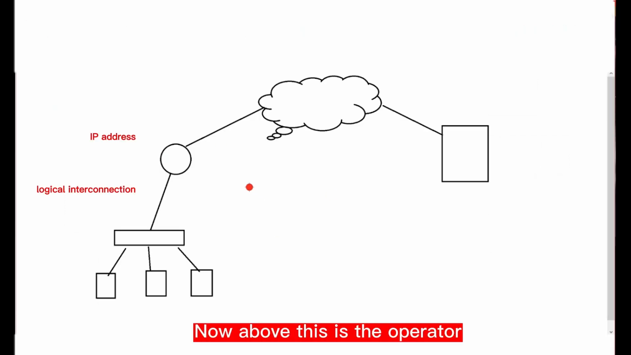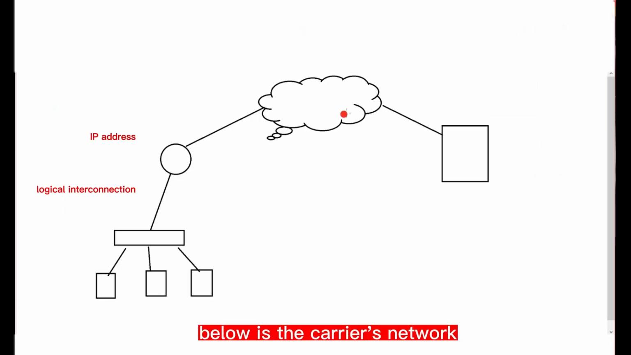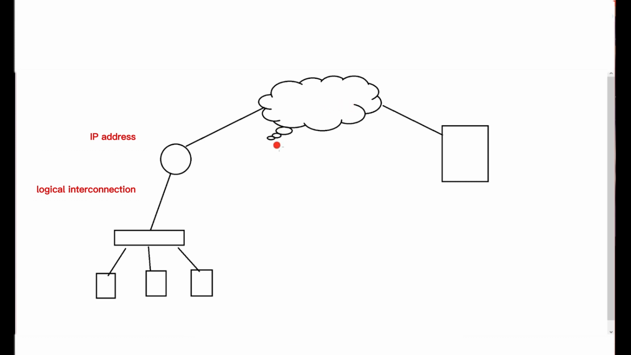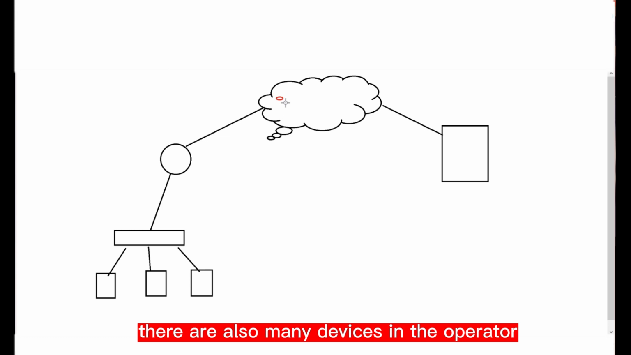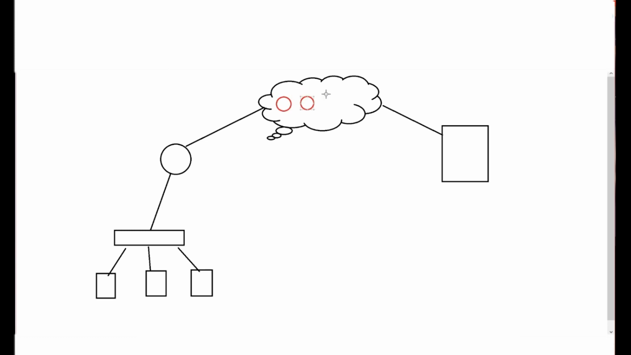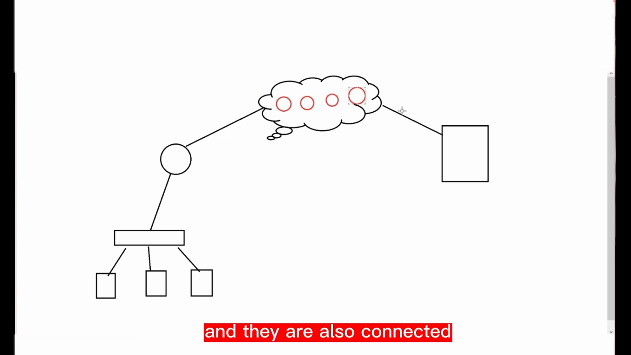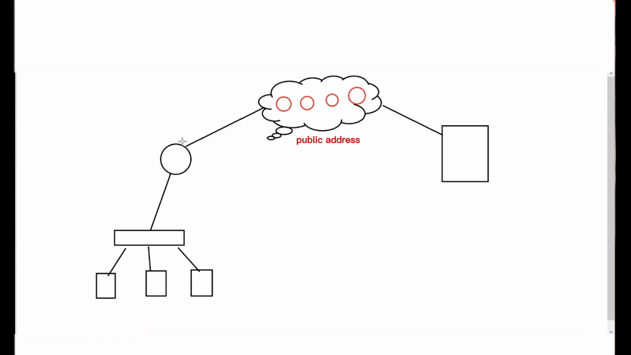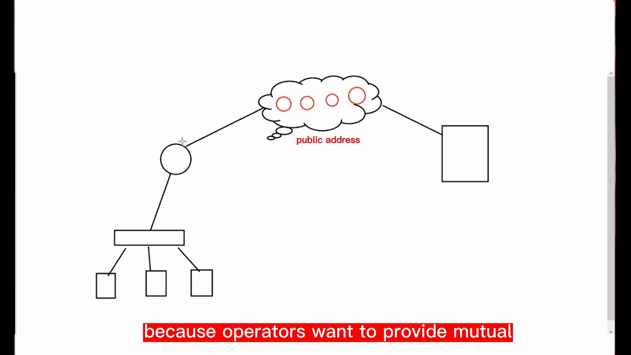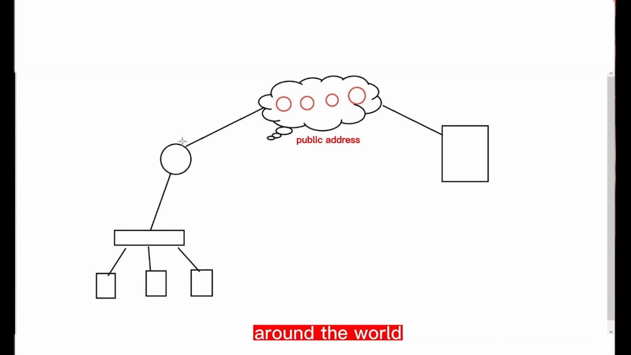Now above this is the operator. Below is the carrier's network, which provides us with access services. There are also many devices in the operator, and they are also connected. The address they use is the public address, because operators want to provide mutual access services around the world.